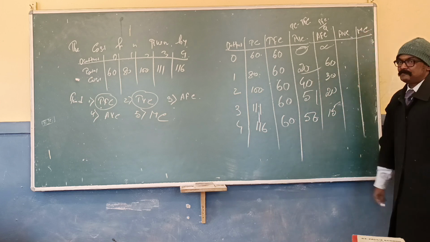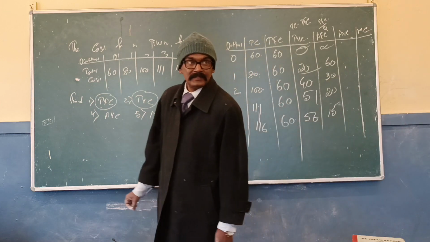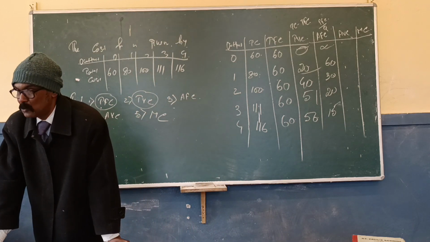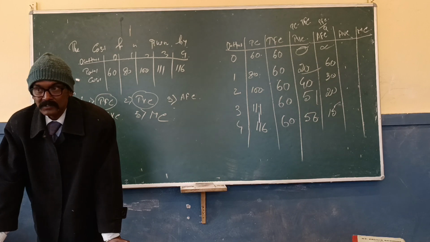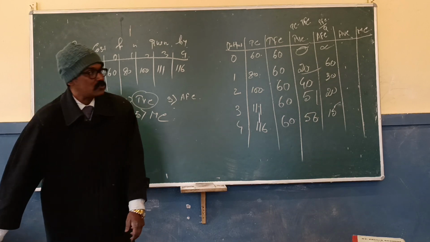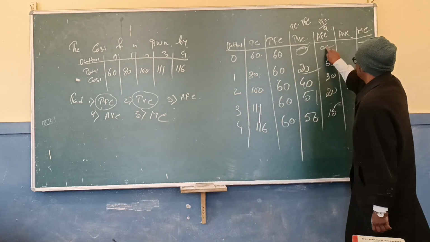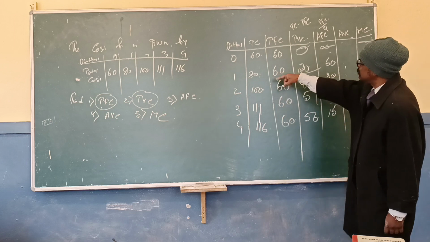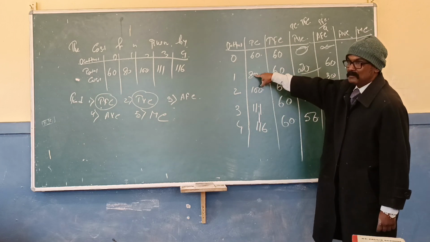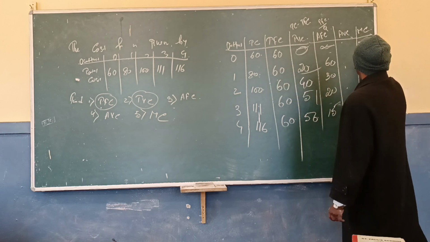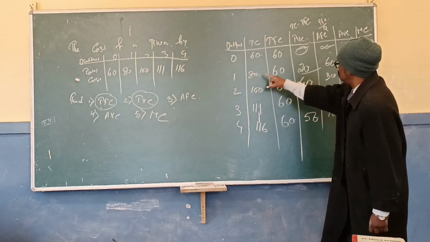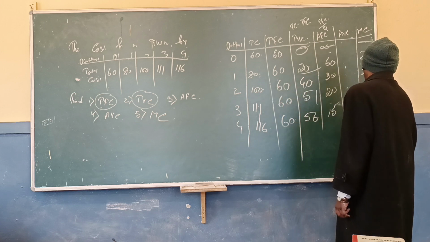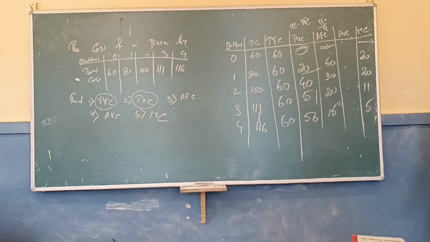What is marginal cost? Change in cost due to production of one more unit of output. So the first one, nothing. Is it okay? Second one? 20. Second one, how much? 80 minus 60? 20. 20. 11. This one is 11. Done. We have understood this one.